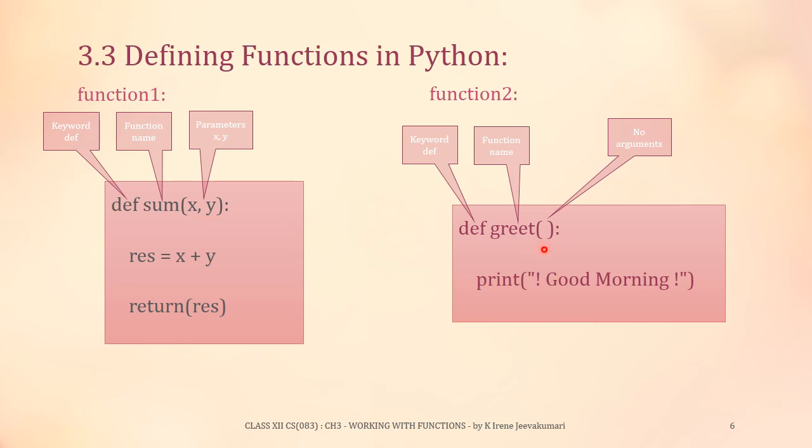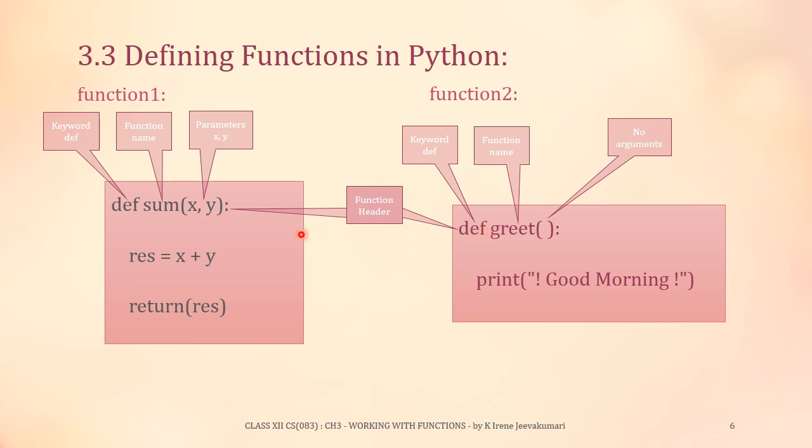The second function doesn't take any parameters. From this we can understand that parameters are optional ones. If it is required, it can be used. Next one, the function header. The function header ends with the colon. This function also ends with the colon, and here this statement also ends with the colon.